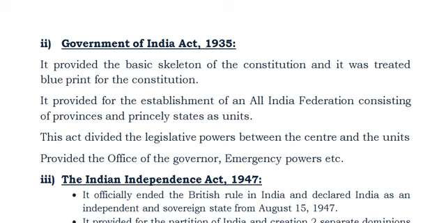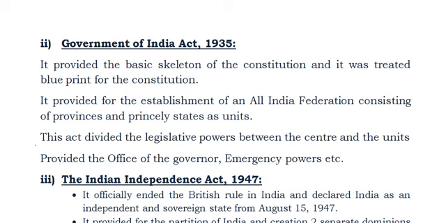The main important provision is that it provided for the establishment of an All India Federation consisting of provinces and princely states as units. It provided for a federation of the center and states and their cooperation. Federation means having two types of governments, in the center and the state, both mutually supporting each other. That is what federation means. The All India Federation consisted of provinces and princely states. Provinces are those under the control of the British, and princely states, like Hyderabad under the Nizam's rule, were princely states.